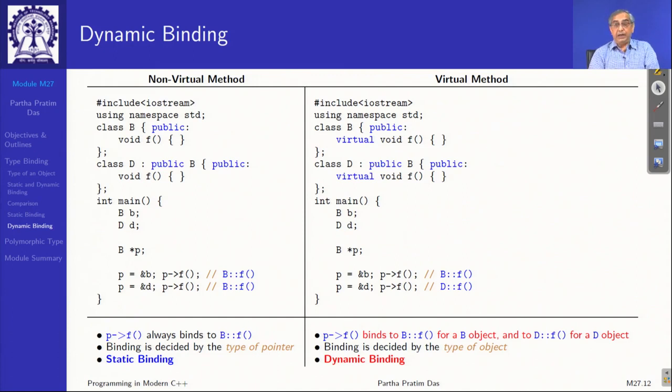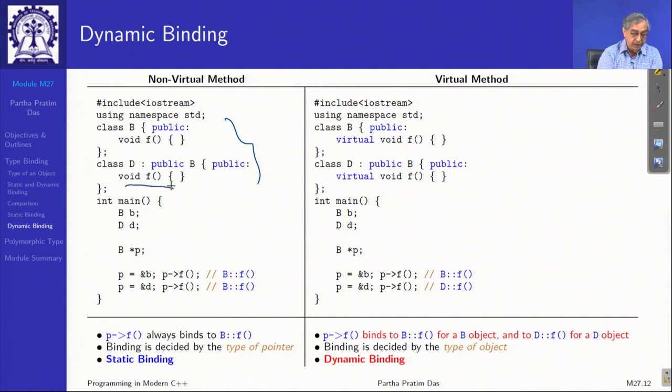So, this was about static binding. Now, let us talk about dynamic binding. Here D is a B, that is, D is the derived class, B is the base class, and I am overriding the function f.